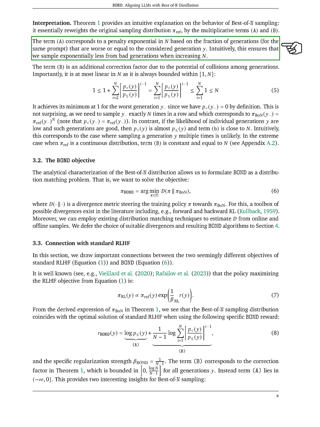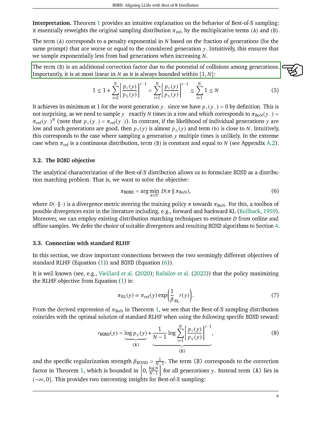One of these factors corresponds to a penalty that grows exponentially based on the fraction of generations that are worse or equal to the generation we are considering. This means that as this fraction increases, we sample significantly less from poorer generations. The other factor serves as a correction due to potential overlaps among generations and is at most linear in its influence. This correction factor reaches its lowest point for the worst generation, as we need to sample it a specific number of times in a row.